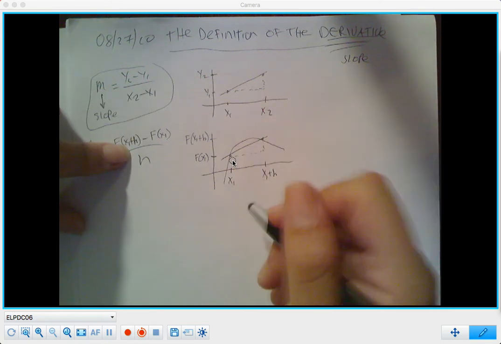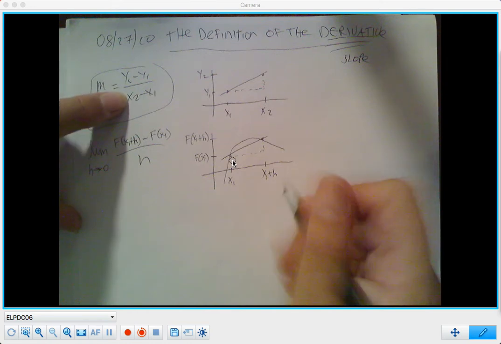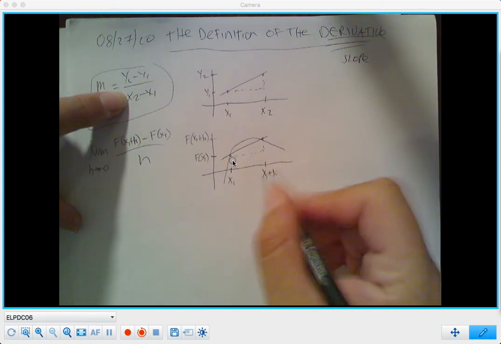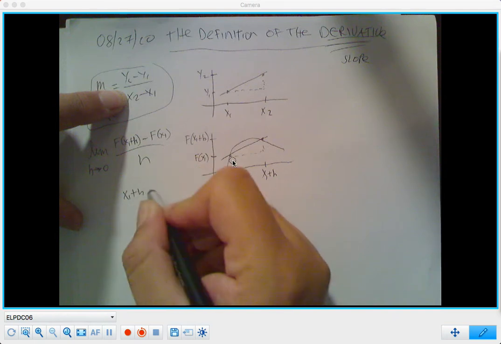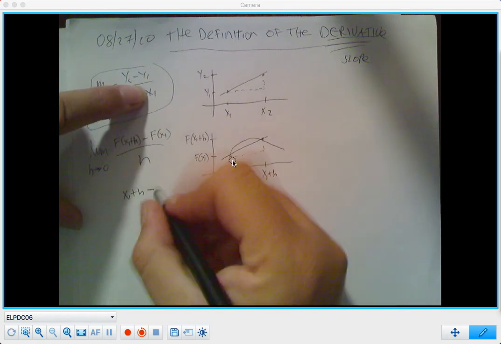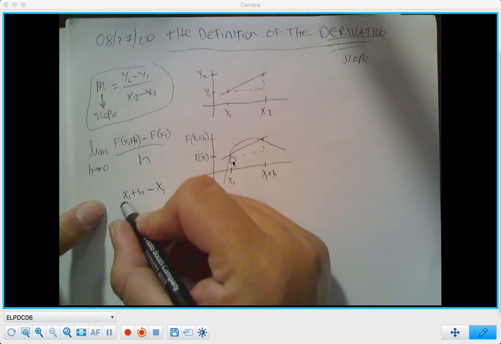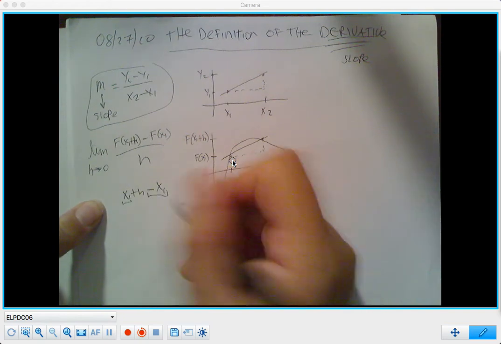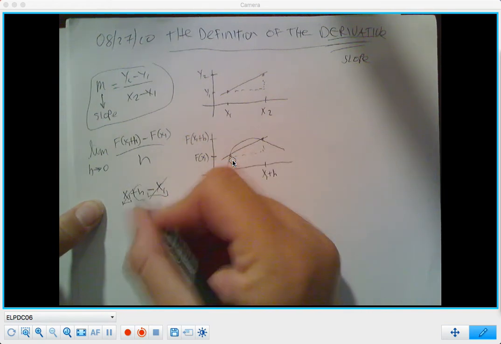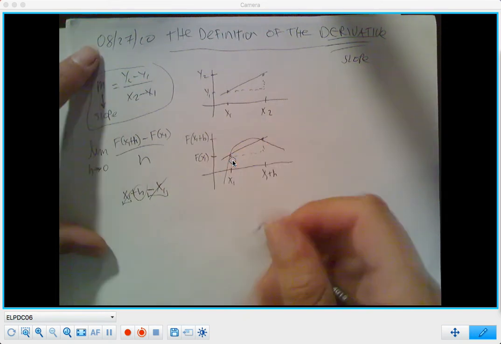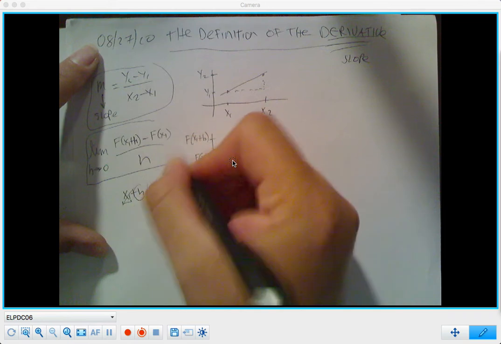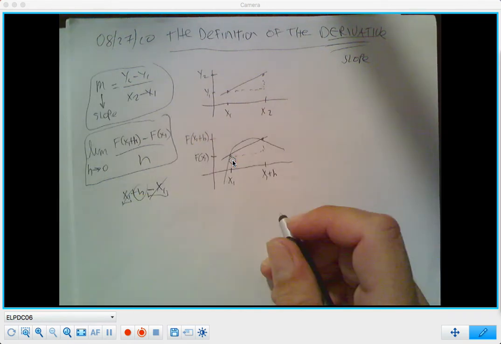Well, this is what happens, look. So here you have x2. What is our x2? It is x1 plus h. So when you have x1 plus h, and then minus x1, what happens to x1 minus x1? They cancel out, and you end up with h. That's why we only have h on the bottom. Okay? So this is the definition of the derivative.